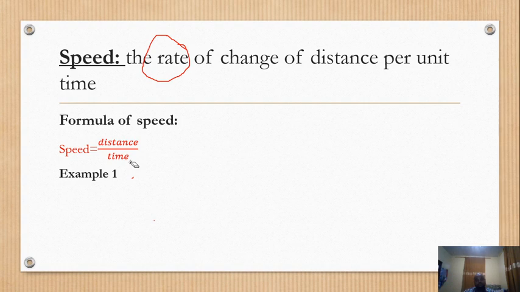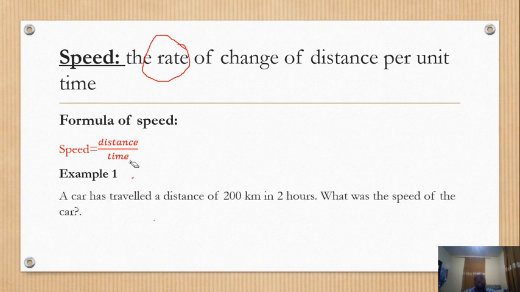Example 1. A car has traveled a distance of 200 kilometers in 2 hours. The distance is 200 kilometers. The time is 2 hours. What was the speed of the car? If the distance is 200 kilometers, it took the car 2 hours to go from the starting point to the finishing point. So what is the speed?